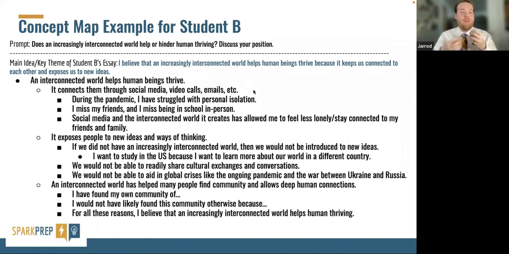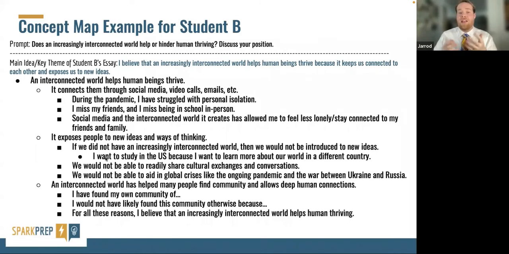Okay, so we've talked a little bit about that first part of their essay. Now we're moving on to one of their other reasons why an interconnected world helps human beings thrive. It exposes people to new ideas and ways of thinking. Great, that's another separate reason that they can discuss. Now let's give additional details. In our outline, if we did not have an increasingly interconnected world, then we would not be introduced to new ideas. And they wanted to put even more information regarding this specific bullet.